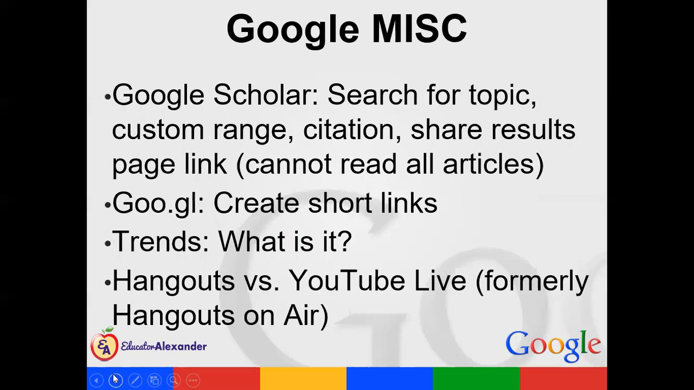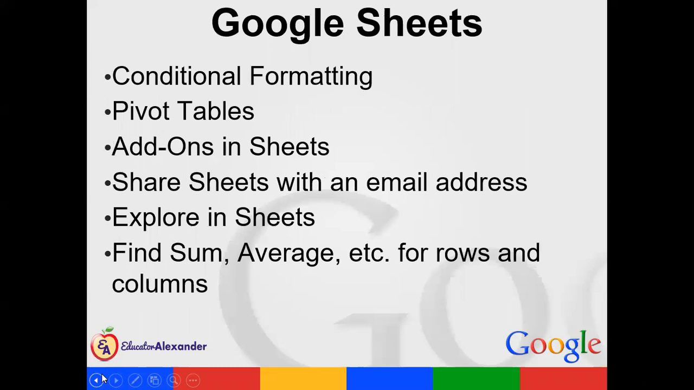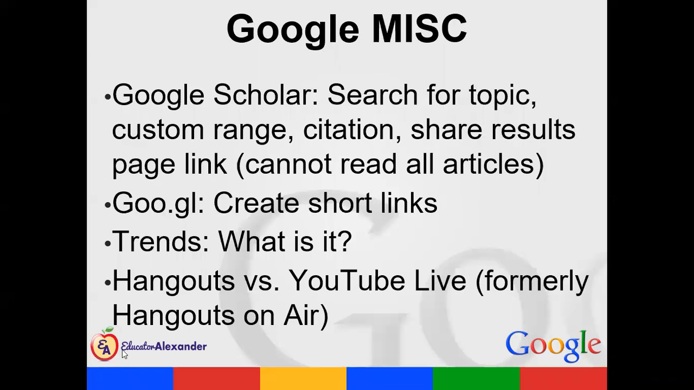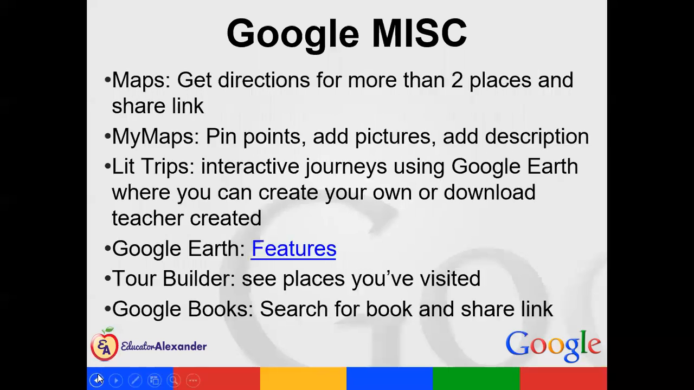Tour Builder, Google Scholar. They will tell you to go and use Google Goggles, even though they don't support it anymore, it is still a product. Google Trends, Hangouts versus YouTube Live. So what's the difference between those? Definitely know. Let me go back one. Google Books. I know I'm missing one. Google Books, they will actually tell you to go to Google Books and do stuff.